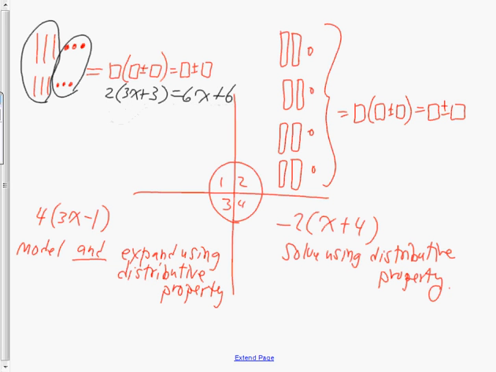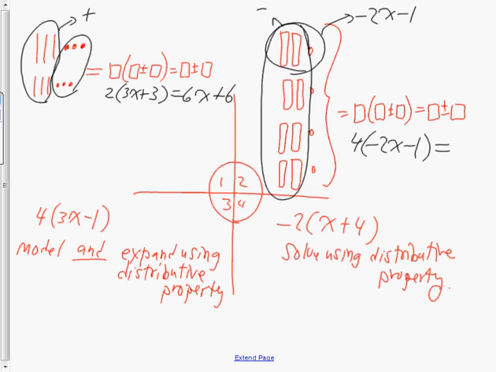Okay. In the second question, same idea. This time the only difference between this and this is these are positive x values and these are negative x values. And in this one I have 4 groups. 1, 2, 3, 4. 4 groups of negative 2x minus 1. Each of those groups, that group right there, is negative 2x minus 1. And I have 4 of those groups. And if I think about what that is, that's the same thing as having all of those, which is negative 8x. And the constant would be minus 4.